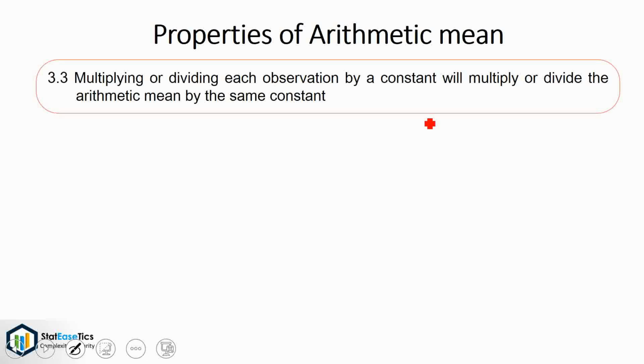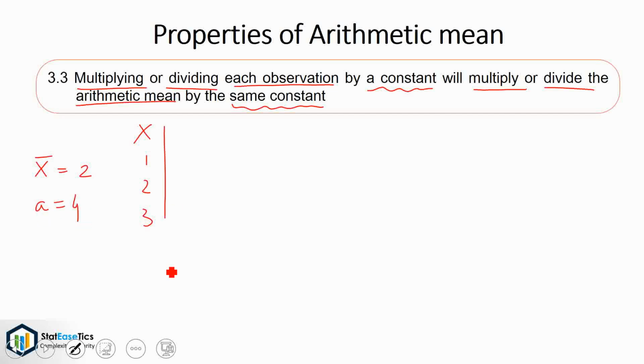Seeing the third sub-property, that is multiplying or dividing each observation by a constant will multiply or divide the arithmetic mean by the same constant. Let's see with the help of an example. Taking the dataset X with observations 1, 2 and 3, here the mean will be 2. Now let's take a common constant, say A is equal to 4, and multiply all the observations with it. So 4 into 1 will be 4, 4 into 2 is 8, and 12 respectively.